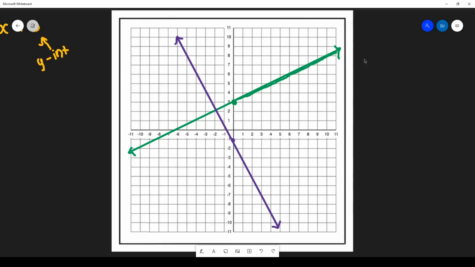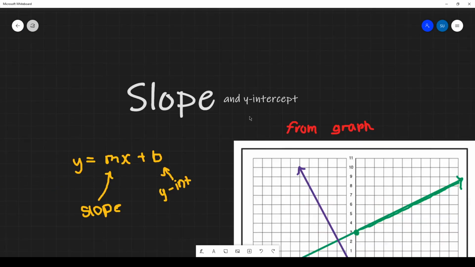As you start to graph lines, you'll notice that every graph looks different, whether it comes to the steepness of the line, which direction it's going in, where it intersects the y-axis. If you look at these two examples here, this green line looks nowhere close to the purple line. It's going in a completely different direction. It's not as steep, and it intersects the y-axis at a different point. So the two main factors that control these are the slope and the y-intercept.